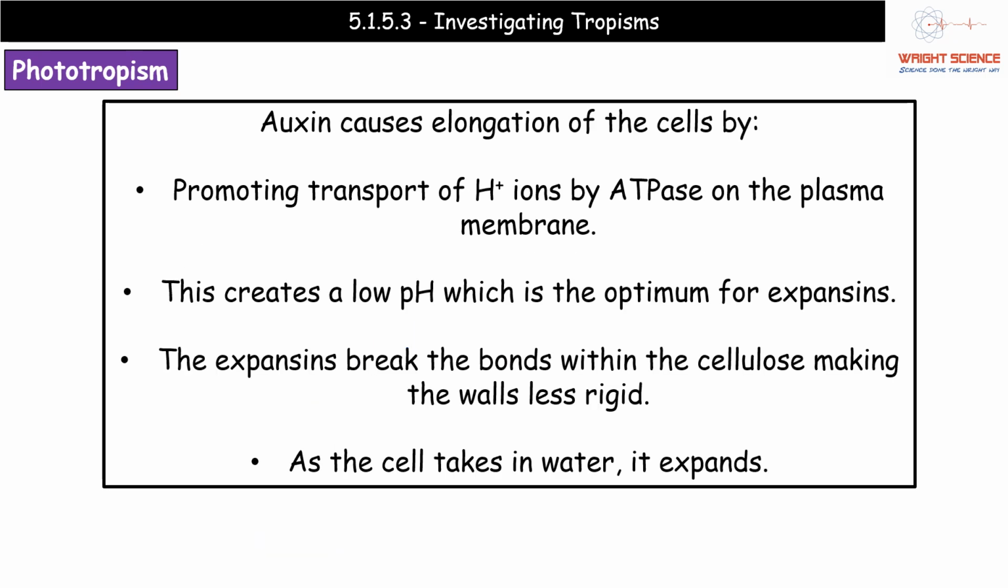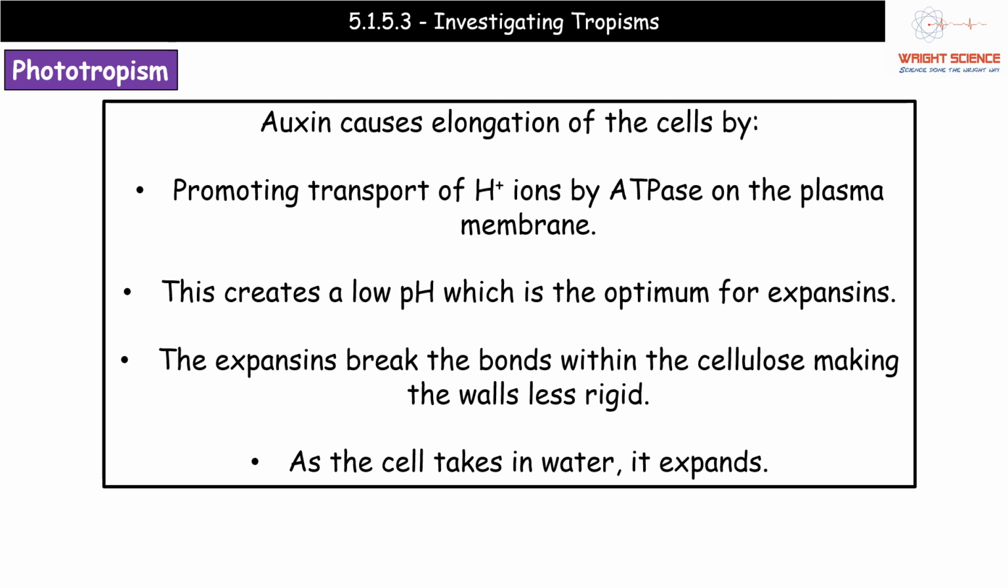So we have said that this auxin causes the elongation of cells. What we just need to have a little look at is how it does this. So auxin is obviously a hormone produced in the tip of our actual shoots, and it diffuses down that shaded side. Now, when it comes into contact with those cells on the shaded side, what it's going to do is actually promote the transport of hydrogen ions by ATPase.